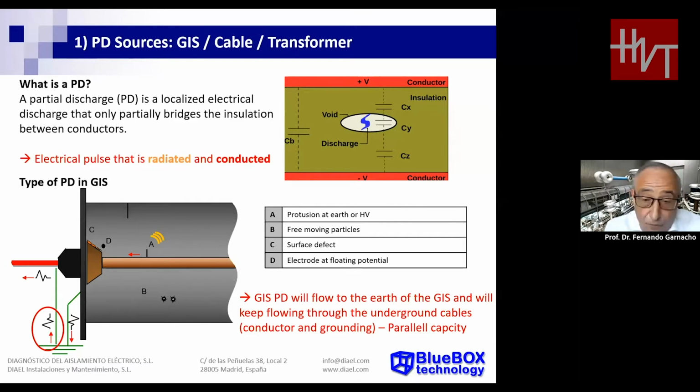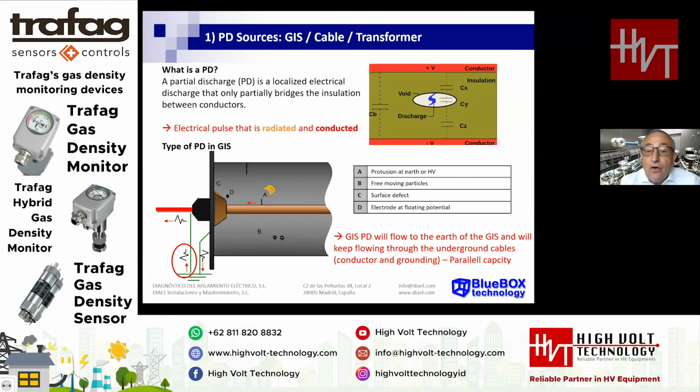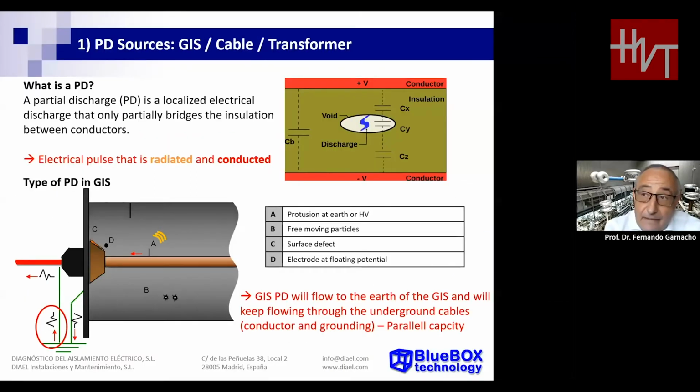We can also have other kinds of PD sources. For instance, free moving particles due to the assembling process. Or we can have dirt on an insulation surface. In this case, we have a surface partial discharge. Or perhaps we can have an electrode that is not connected to high voltage and is not connected to the grounding. In this case, it's a floating electrode where partial discharge can also appear.